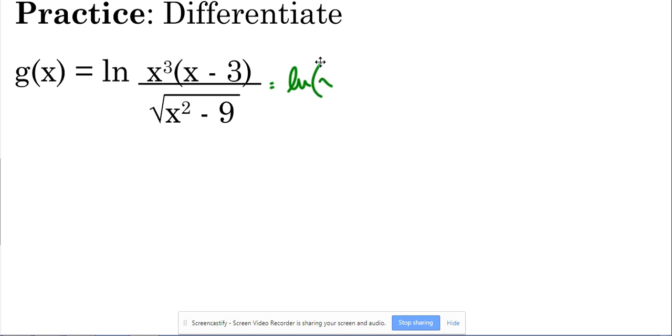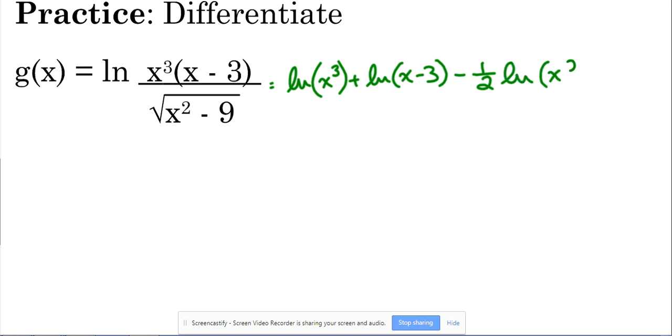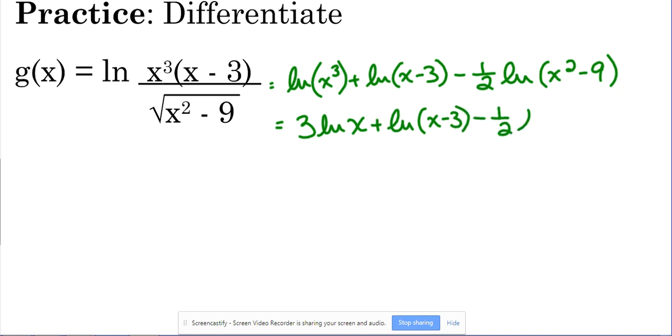The natural log of x cubed. I'm going to go ahead and split them all up, and I'm going to go ahead and use my power rule, if that's okay. And remember, the square root of x squared minus 9 is not x plus 3. Please don't do that to me. It makes part of my soul die when I see people do that. Power rule here. Nothing else to do in that one. And then I already used the power rule on the last one. So we're good, okay? So we can take the derivative now.